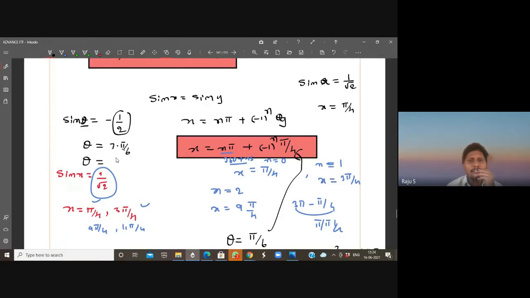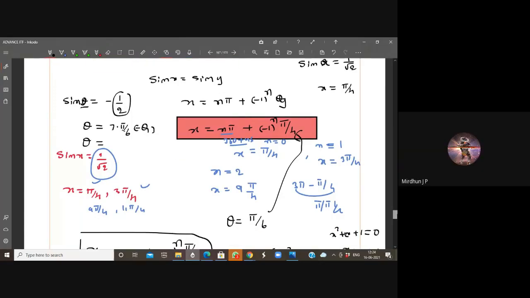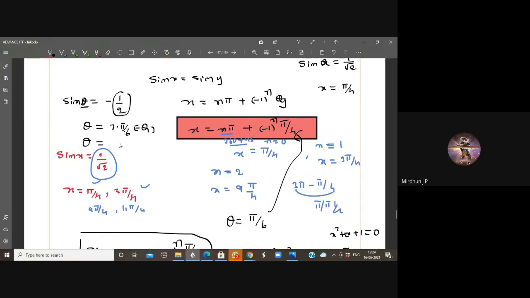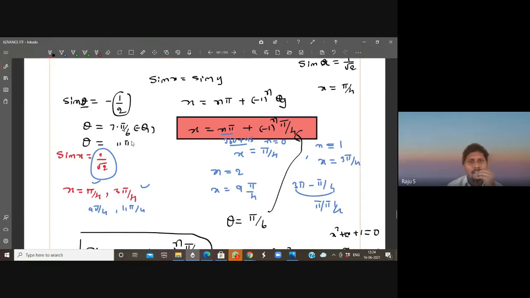So one is 7 pi by 6. This belongs to the third quadrant. And the fourth quadrant? 2 pi minus theta. 2 pi minus pi by 6, answer 11 pi by 6. This belongs to the fourth quadrant.